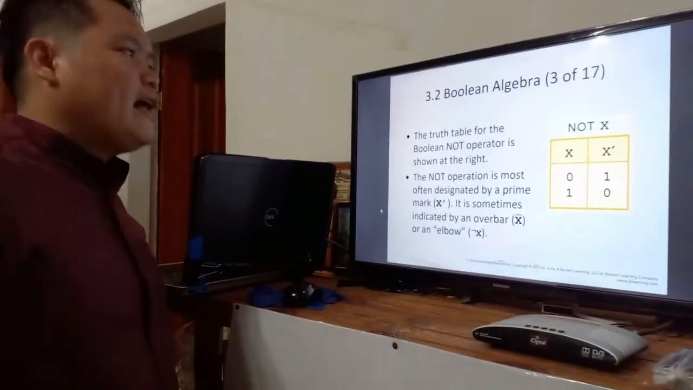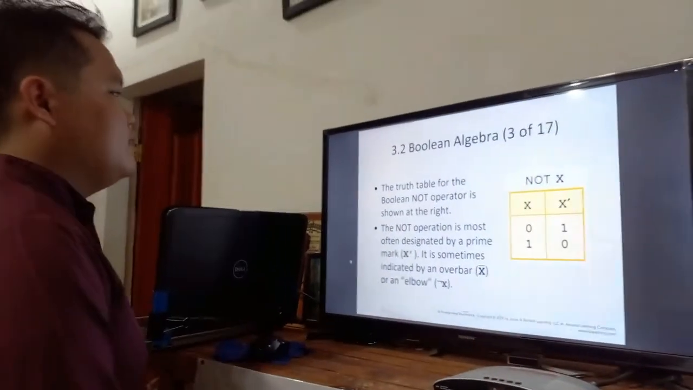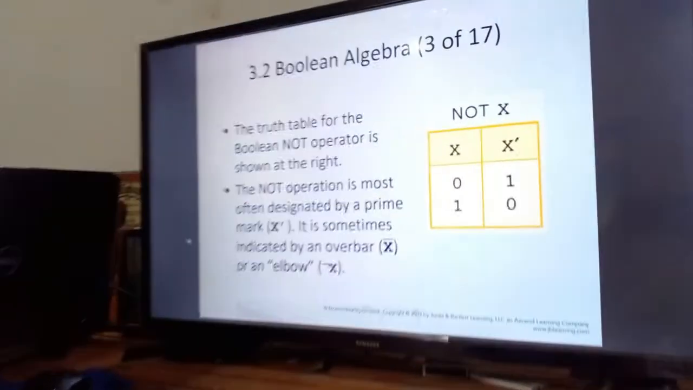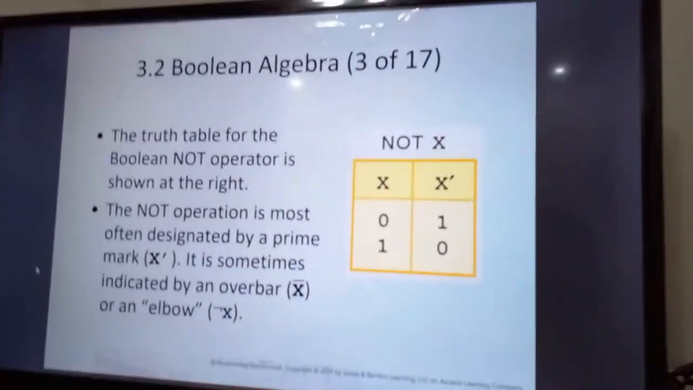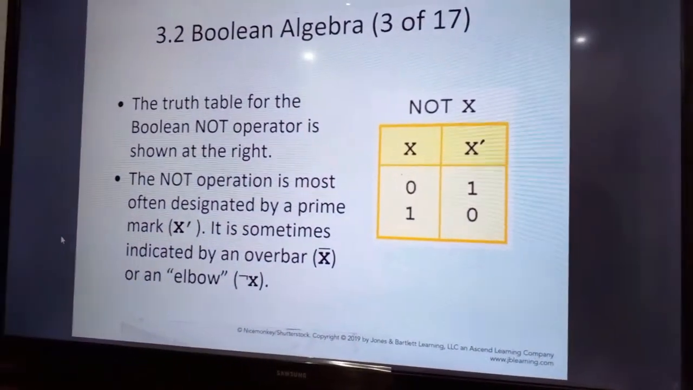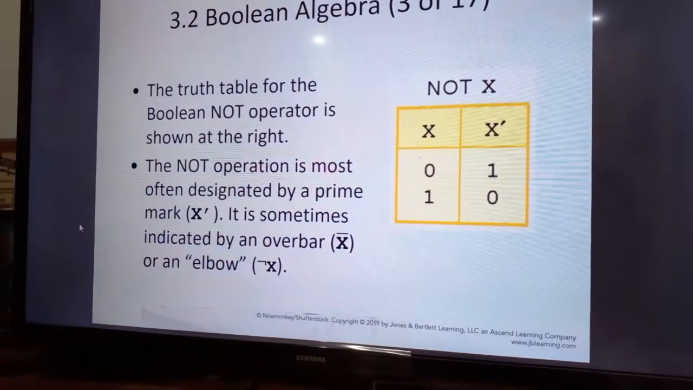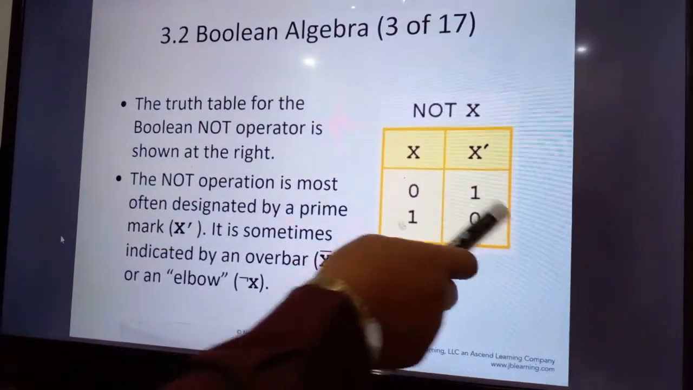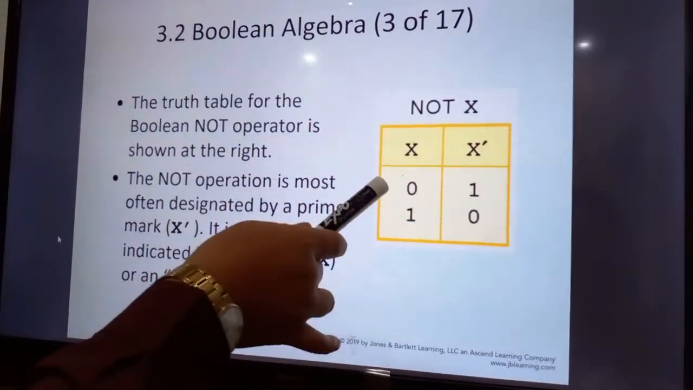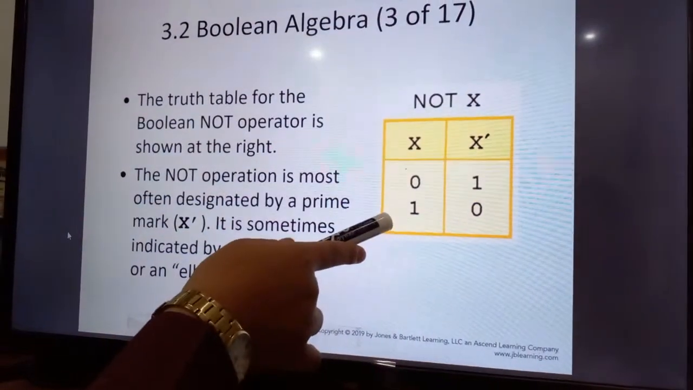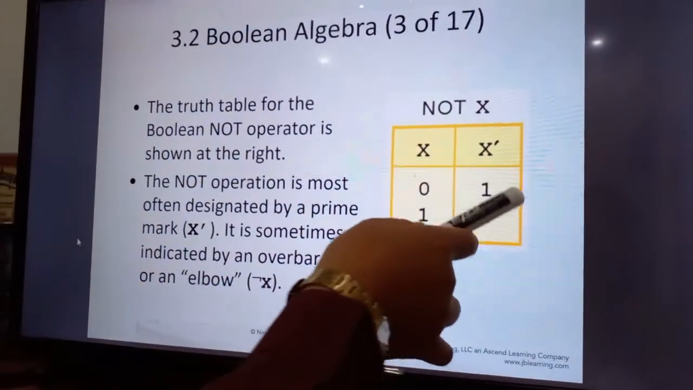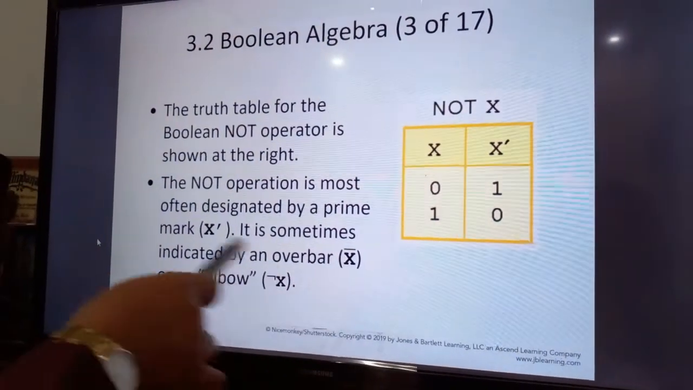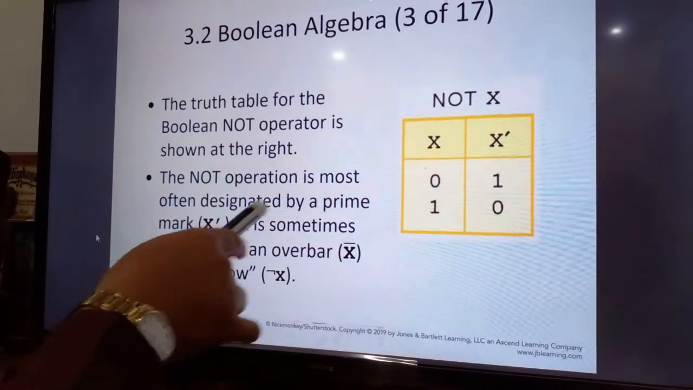Now let's proceed to the NOT. The truth table for the Boolean NOT operator is shown at the right. For the NOT truth table, it simply reverses whatever you input. For example, if your input is 0, it is reversed into 1, or if your input is 1, it changes to 0. So if your statement is false, it becomes true. If your statement is true, it becomes false. Take note, this operation of Boolean algebra has an indicator above it, designated by a prime mark.